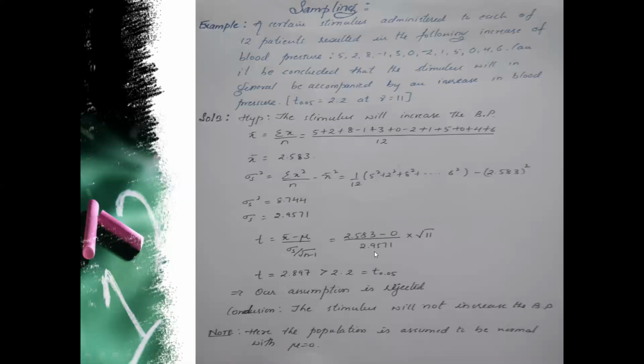Then sigma s value is 2.9571 and under root n minus 1 is root 11. Now simplification will give us t as 2.897, which is greater than 2.2. So we see that the value of t is greater than t at the 5% level of significance. Hence our assumption is rejected. It lies outside the acceptance region. We reject the hypothesis that the stimulus will increase the blood pressure. So the conclusion is that the stimulus will not increase the blood pressure.